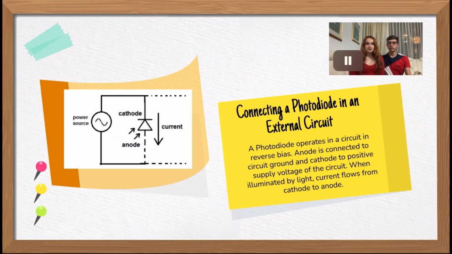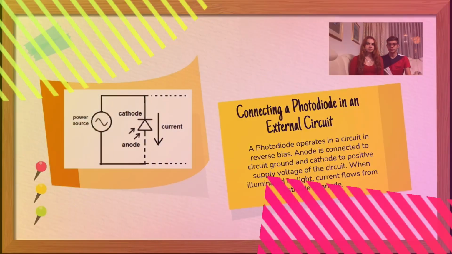Connecting a photodiode in an external circuit. A photodiode operates in a circuit in reverse bias. The anode is connected to circuit ground and the cathode to the positive supply voltage of the circuit. When illuminated by light, current flows from the cathode to the anode. On the left side, you can see how the current flows in the circuit.